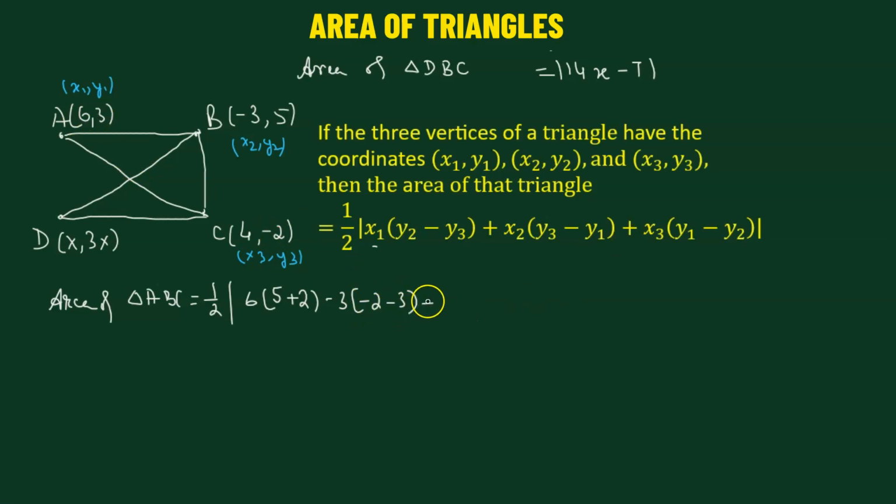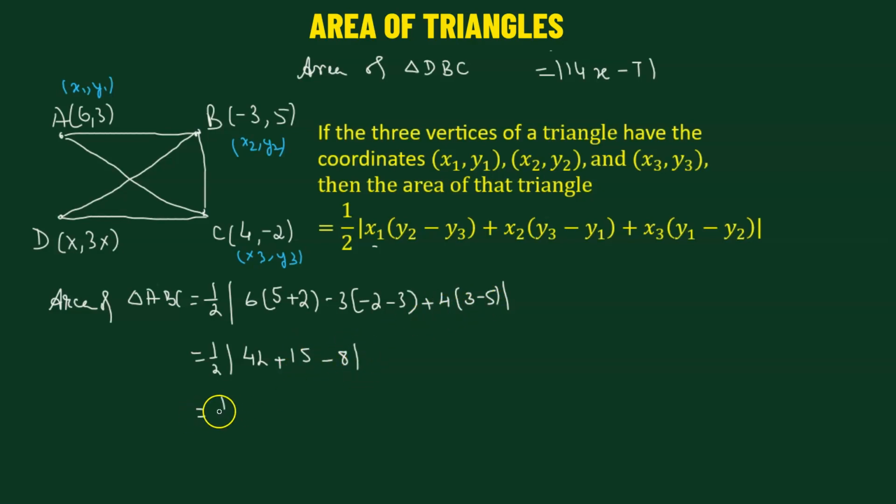Then we have plus x3. So x3 corresponds to positive 4 multiplied to it is y1 minus y2. That means we need 3 minus 5. Fine. So let's compute this value. We have half multiplied to 6 times 7, that's going to be 42. Then we have negative 3, negative 2, that's negative 5. Negative 5 times negative 3 is positive 15. Then we have 3 minus 5, that's negative 2. Negative 2 times 4 is negative 8.